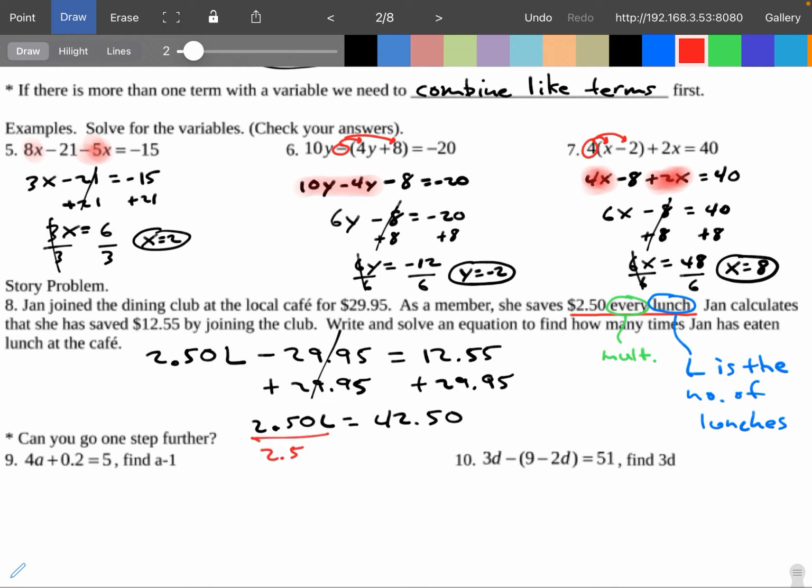Yep, that's good. So we're going to divide both sides by 250. Maybe I'll do that in a different color so you can see. So we're going to divide both sides by 250. So then anybody got a calculator out there? The 250s on the left-hand side cancel out to make a 1. So then we get L equals 17. So we get L equals 17 lunches.